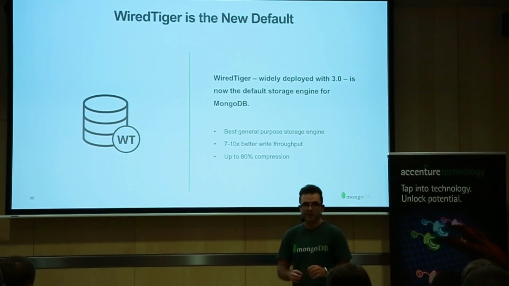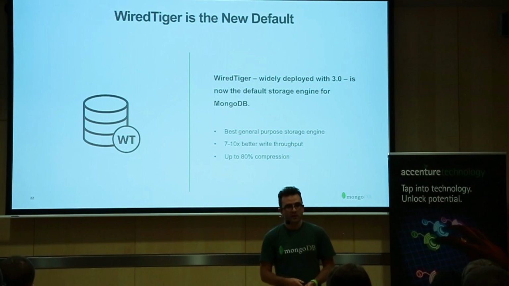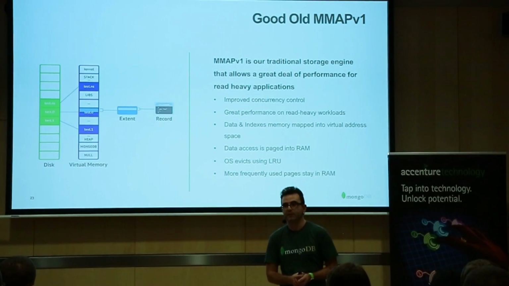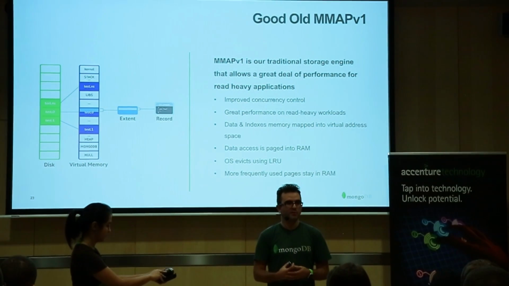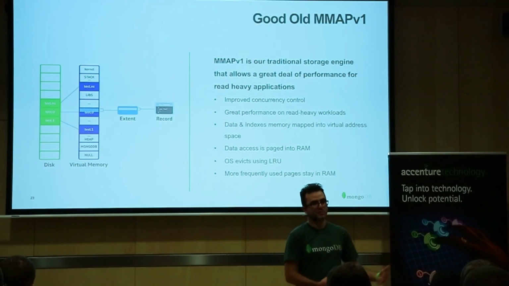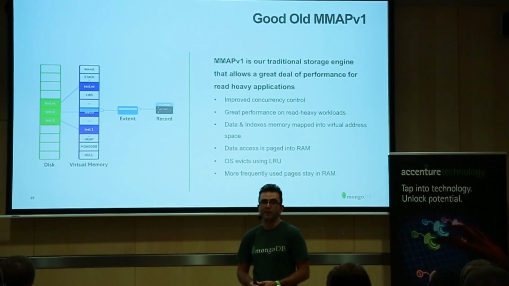100K inserts per second, no problem, on a single node. And you can scale out if you want more. We have our good old mmap v1. mmap v1 is thought for systems that basically interact a lot with your RAM, and we don't care about memory management. We will leave that all to the operating system.